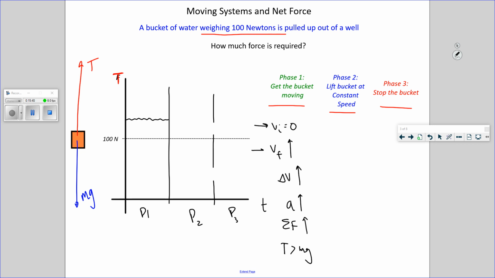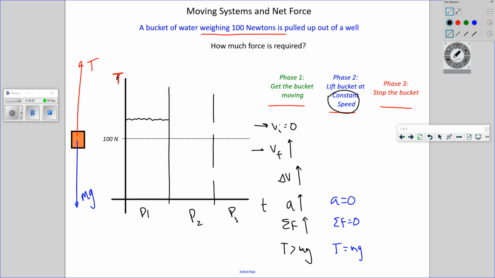Now, phase two, lift this thing at a constant speed. Constant speed, well, that takes us all the way down to here. That means acceleration is zero. And that means net F is zero. And that means T has to be the same exact size as mg. So you can stop applying this extra force and now just apply enough force to keep the object moving. Newton's first law says that objects in motion tend to stay in motion. The more detailed way to say that is objects in motion will stay in motion at a constant velocity until acted on by a net external force.